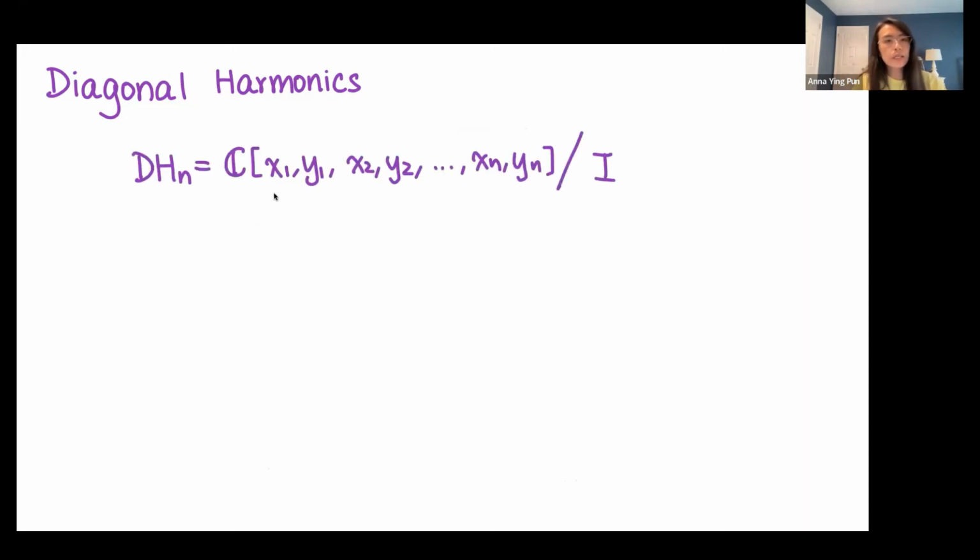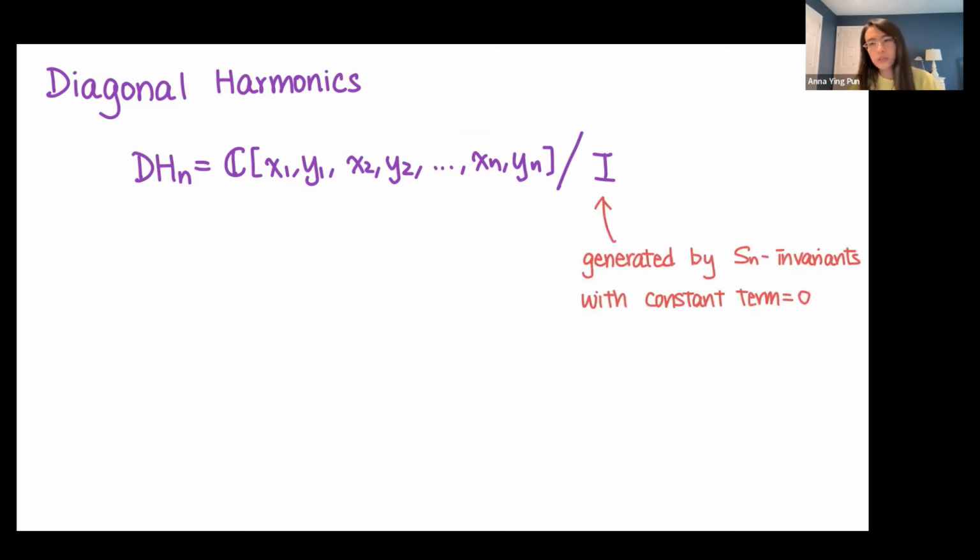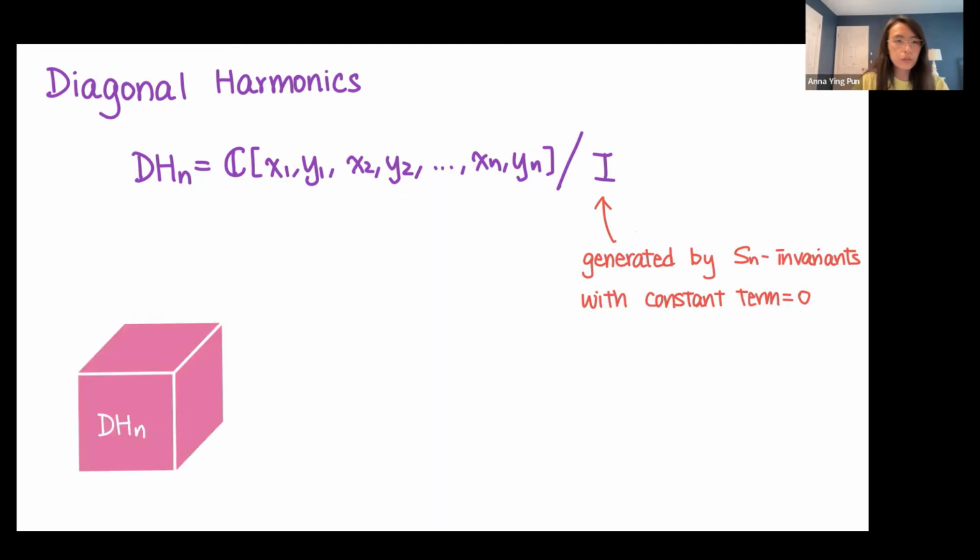All right, by thinking about the same thing, I'm going to talk about another version of something similar. It's called diagonal harmonics. What is this? It is just like you mod the polynomial ring of two sets of variables over C by some ideal. These ideals are generated by all the Sn invariants, so you can think of symmetric functions in the xi and yi without constant term. The constant term is 0. So you mod that, and that gives you the diagonal harmonics. That gives us a module.